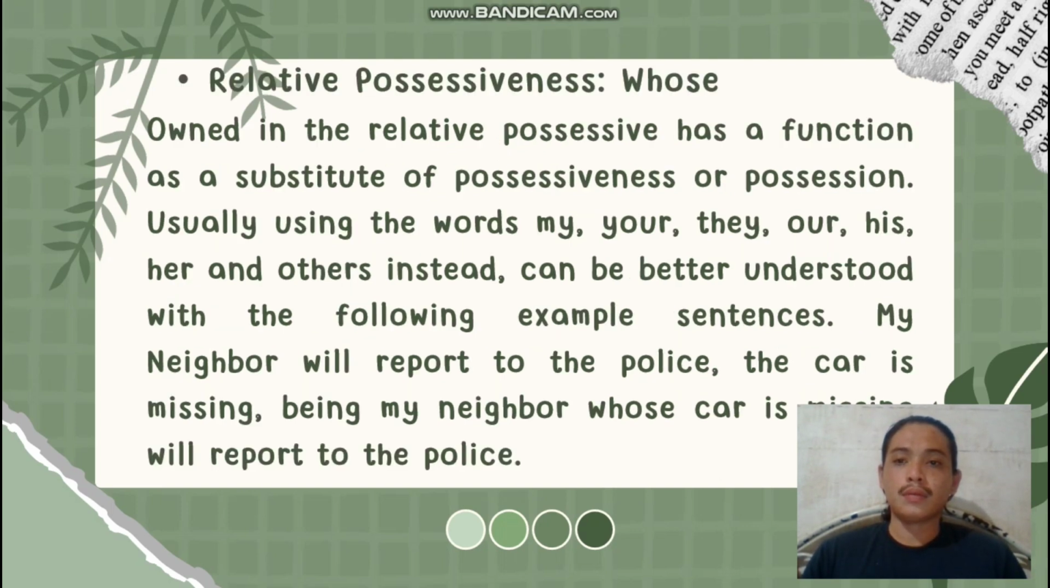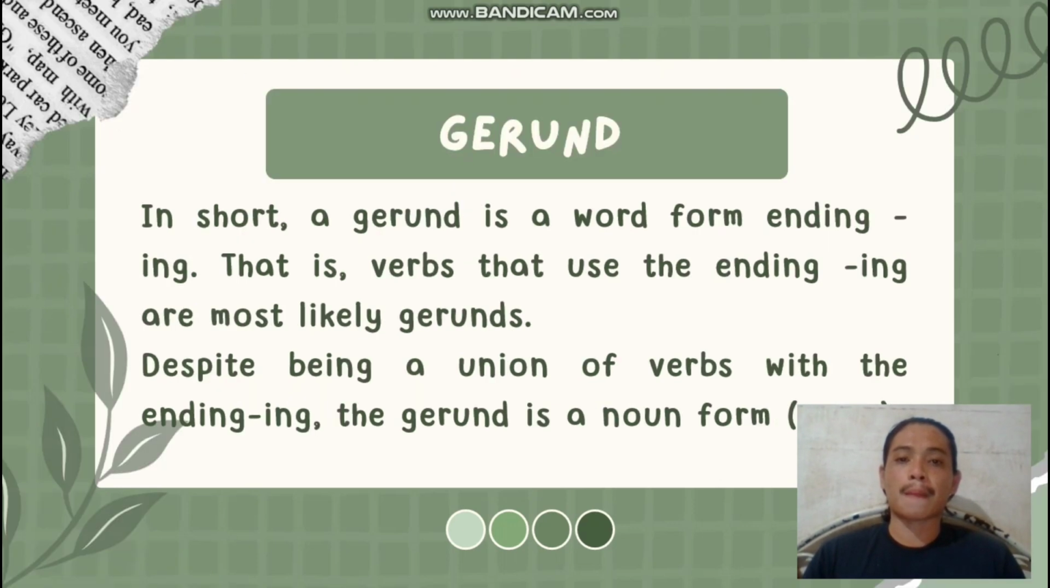Relative possessive: whose. Example sentence: my neighbor will report to the police. The car is missing. Being my neighbor whose car is missing will report to the police.